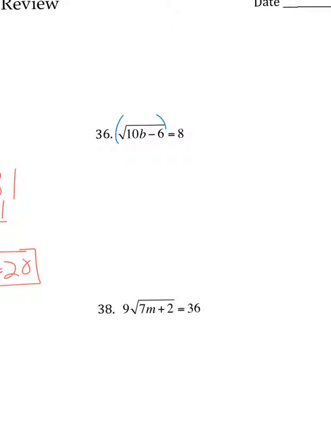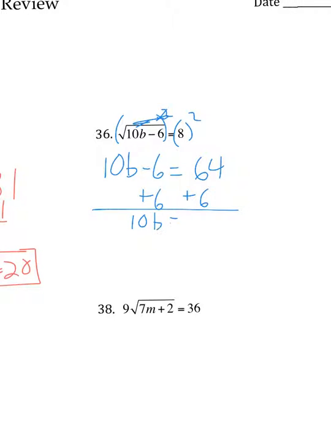36, same story. I got to get rid of the radical. Getting rid of the radical is done by squaring both sides. So I square that side, square that side. Right side is just going to be 64. This side, 10b minus 6 is all that's left. Simple equation to solve after that. Go ahead and solve it. I'll catch up with you.